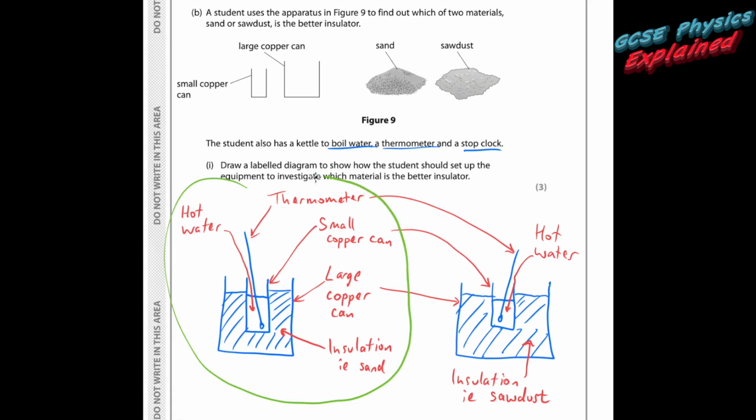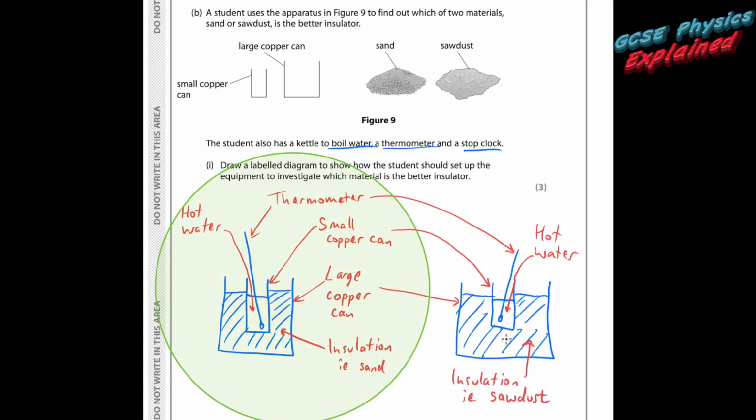Now you'd only have to draw it once. You wouldn't have to draw this one as well. I'm just drawing it twice so you know: first time put the sand in as your insulation and do all your measurements, and then the second time put the sawdust in as your insulation and see which one was better. Time it. See which one keeps it hottest for longest.